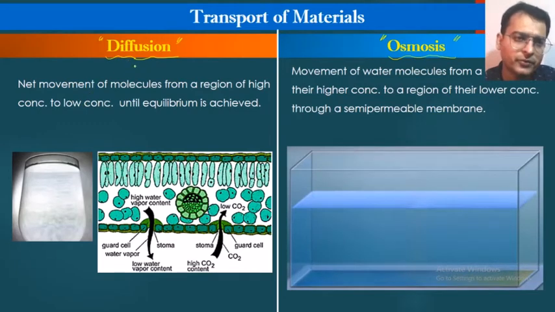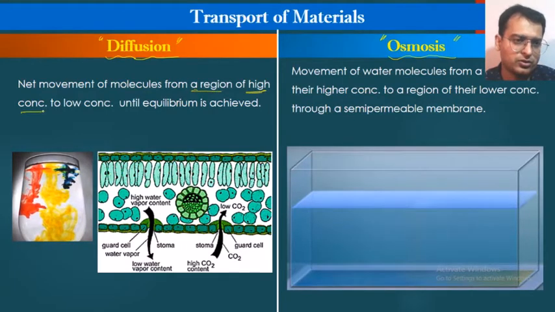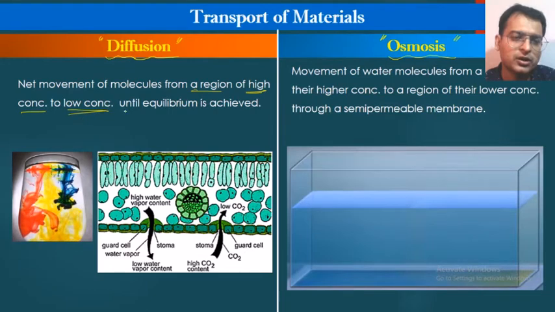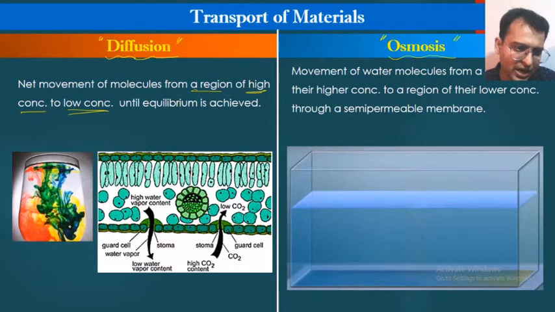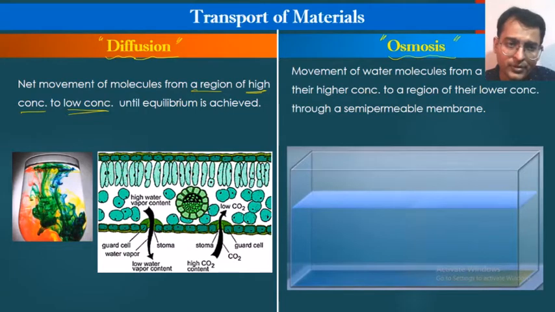Let us see what is diffusion. Diffusion means the movement of the molecules from a region of high concentration to low concentration until equilibrium is reached. So as you are seeing here in this glass of water, there are different color dyes. When we add that, what was happening? They are diffusing in the water. That is, they are distributing themselves.